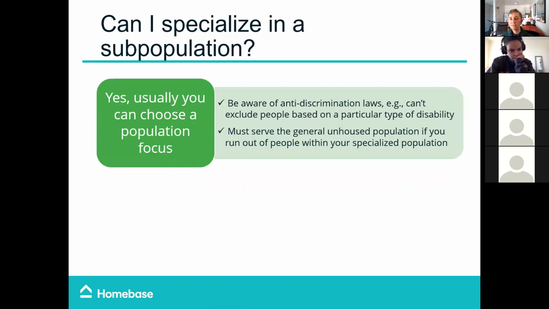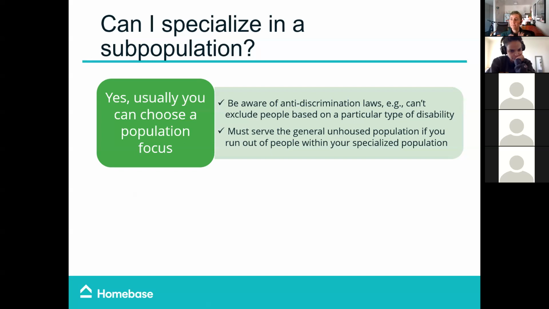One question that we often get is, can I specialize in a subpopulation? Can I choose a population to focus on where everybody does fit the homeless eligibility criteria that HUD sets, but I would just want to focus on a specific population? Typically, yes, with some restrictions.